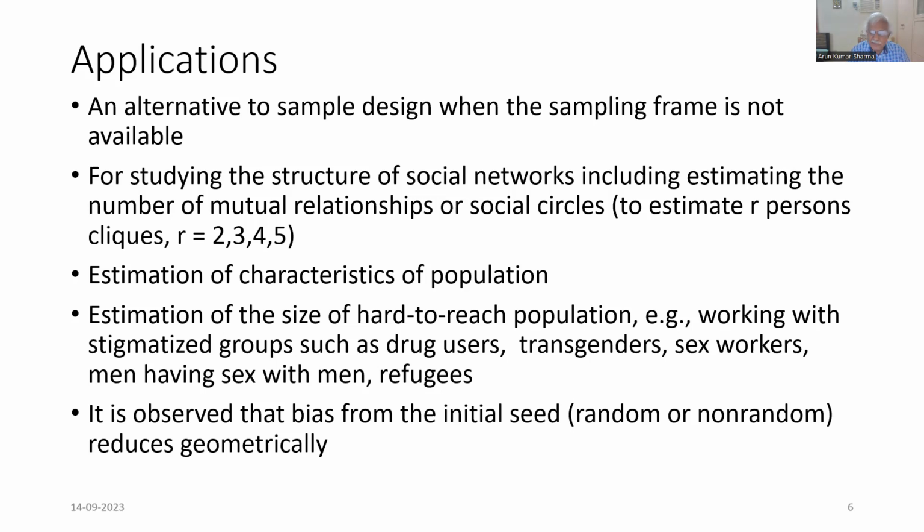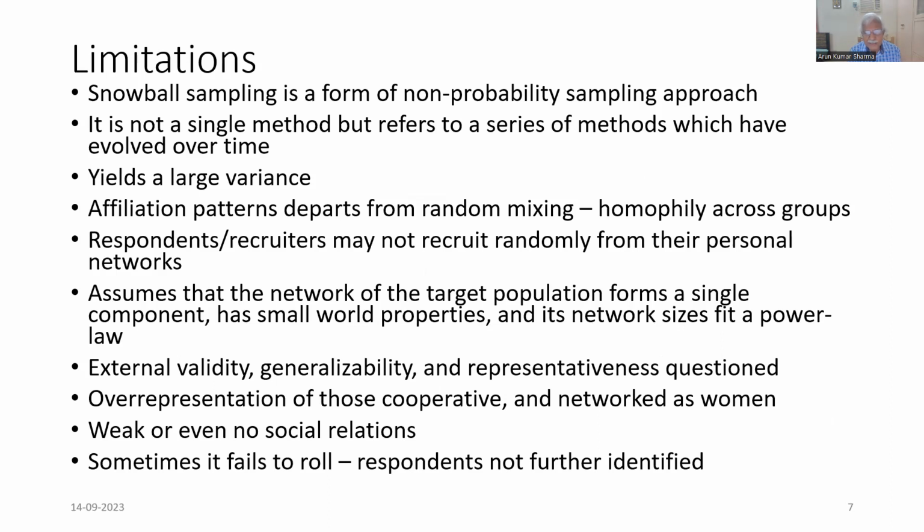It is observed that bias from the initial seed, random or non-random, reduces geometrically, which means that there will be some bias in the results, which depends on how the initial seed was selected. But as the number of waves increases, the bias decreases and you get more and more unbiased results by using snowball sampling. So snowball sampling gives you unbiased estimates provided the number of waves is sufficiently large.